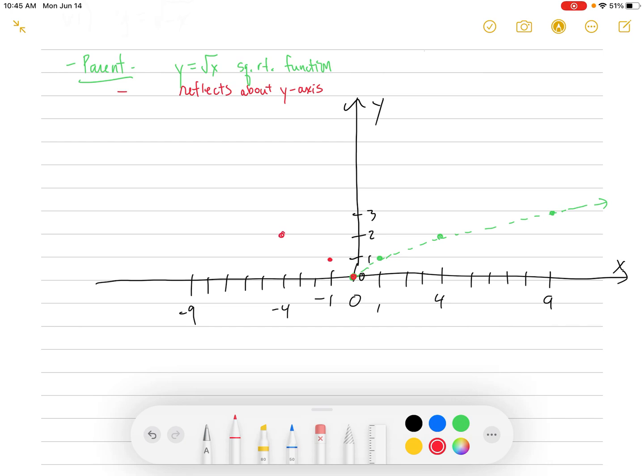I'm going to take the point at 4, 2, and I'm going to reflect that about the y-axis. I'm going to get negative 4, 2. And the point at 9, 3, I'm going to reflect about the y-axis. I'm going to get negative 9, 3. This will be our graph. Now just make it a solid line like it should be.